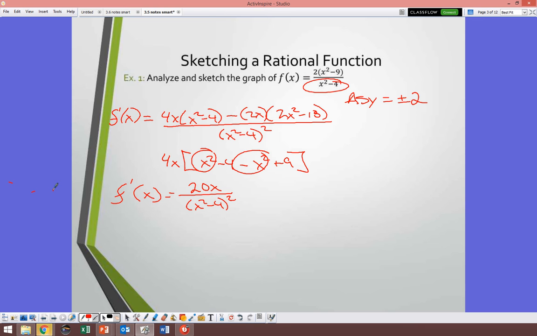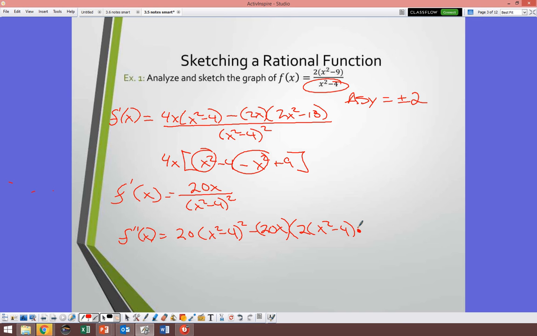Okay, so let's go with the second derivative. Listen up, please. So 20 times x squared minus 4 squared, minus 20x times 2 quantity x squared minus 4, right? Times to the third power.